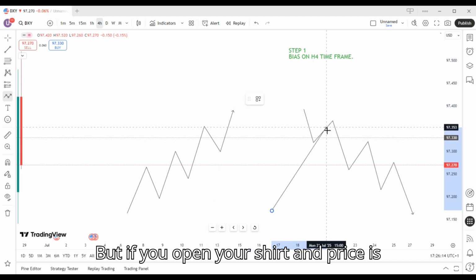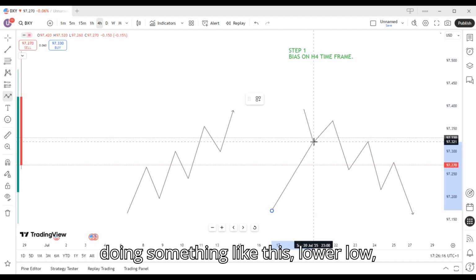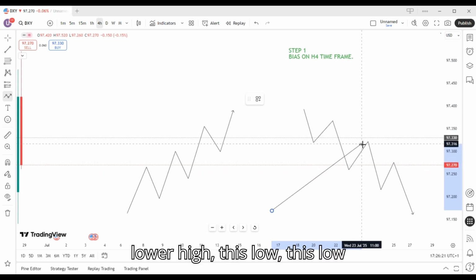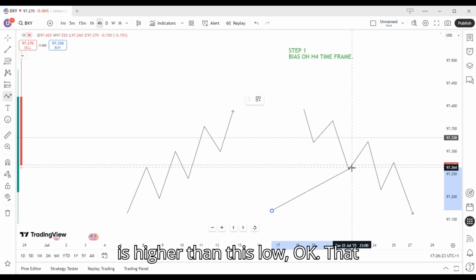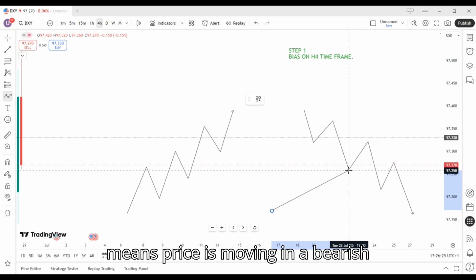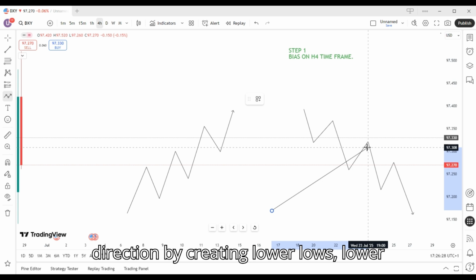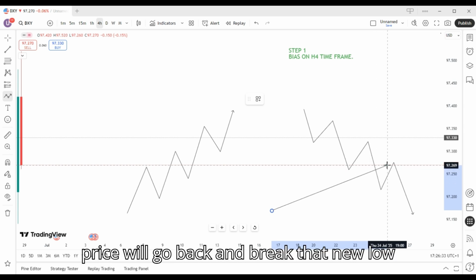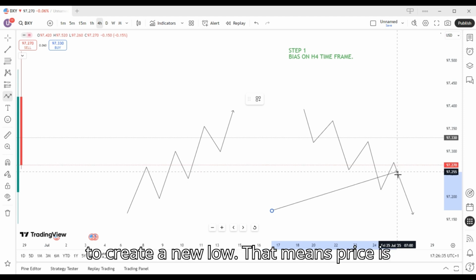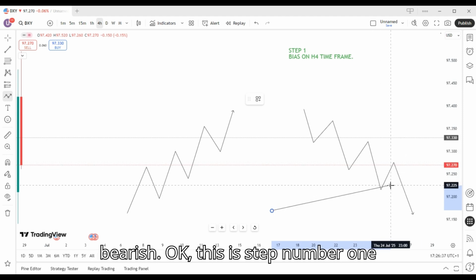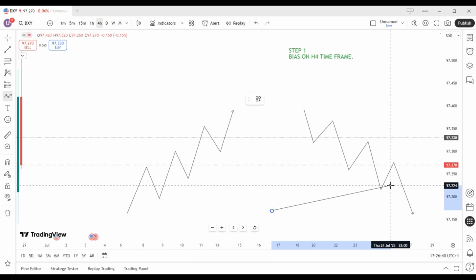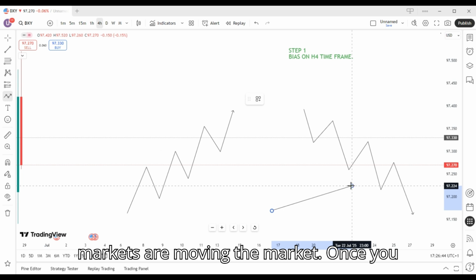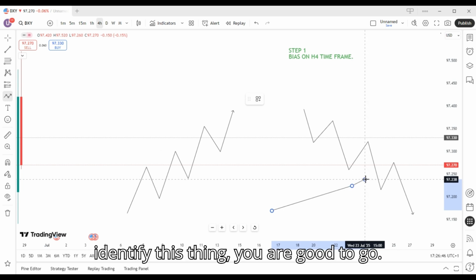But if you open your chart and price is doing something like this, lower low, lower high, lower low, lower high, this low is lower than this low, that means price is moving in a bearish direction by creating lower lows and lower highs. So when price creates a new low, price will go back and break that new low to create a new low. That means price is bearish. Okay, this is step number 1. Identifying in which direction the market makers are moving the market. Once you identify this, you are good to go.